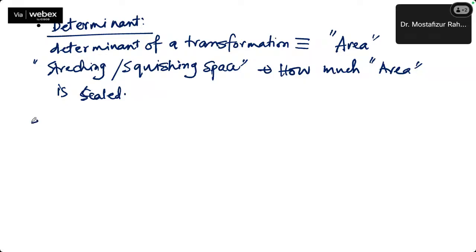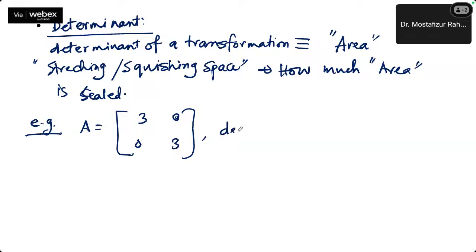So let's take an example. Suppose a matrix is, say, [3, 0; 0, 3]. Simply a very easy matrix. And we know that the determinant of A is equal to 9, right? Now, what it is doing actually.